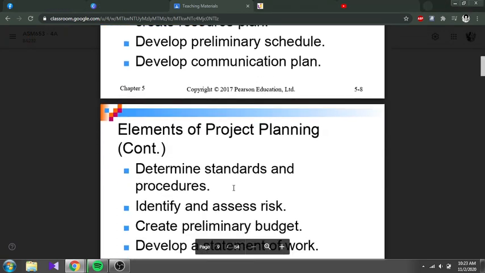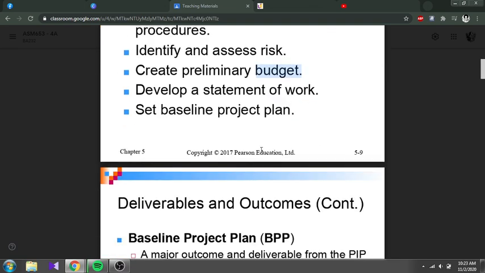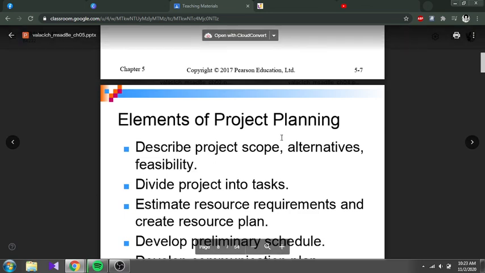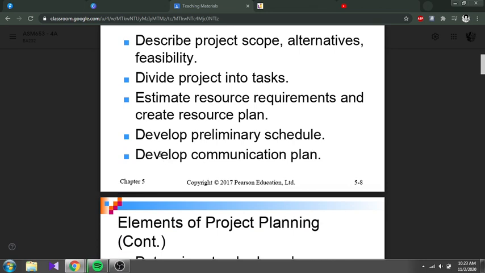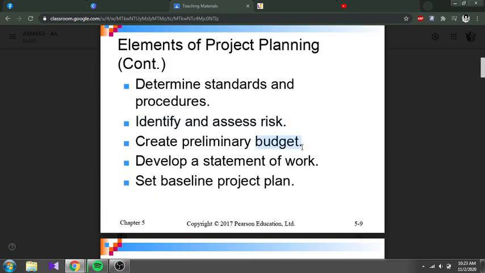Actually, there are more on this one. Determine the standards and procedures, identify and assess the risks, create a preliminary budget, statement of work, and baseline project plan. So as you can see, there are so many elements in project planning that you should tick off. You will come out with how to develop the communication plan, how to assess the risk, how to create the preliminary budgets and the statement of work of every personnel or manpower that we have on that project, and to set a baseline project plan, the time schedule of our project.